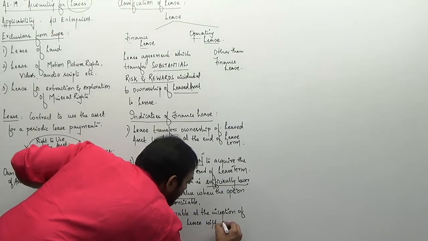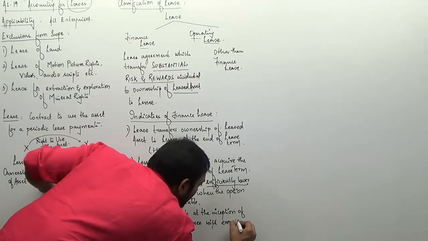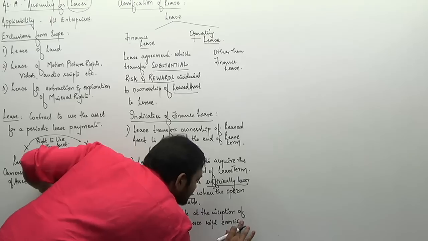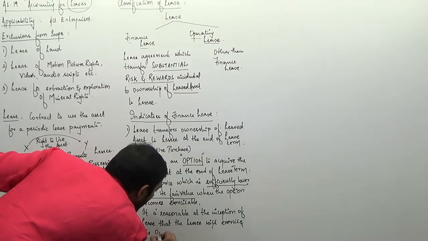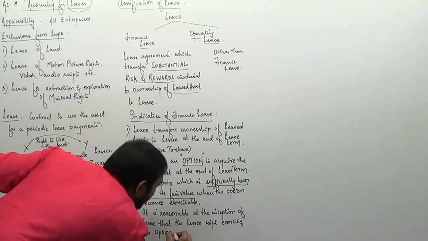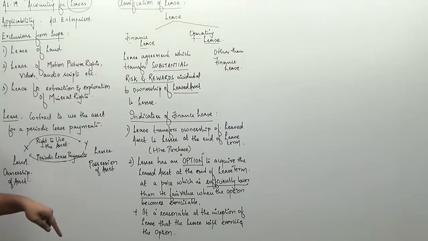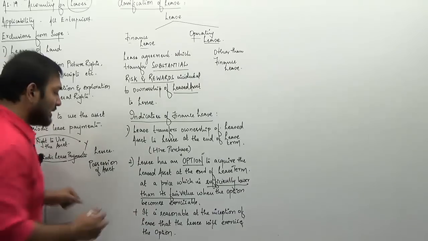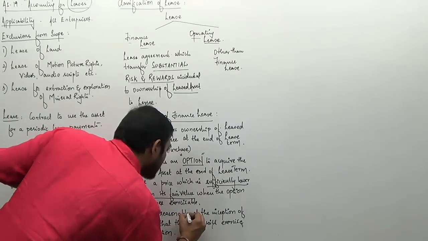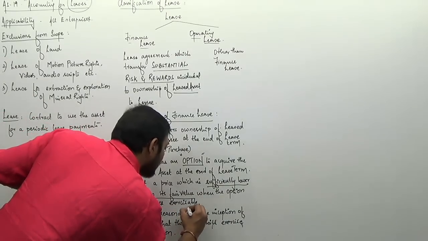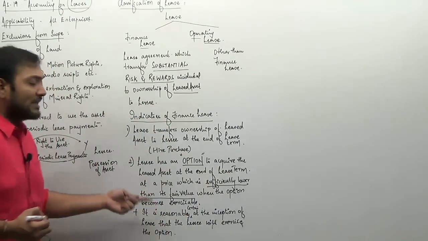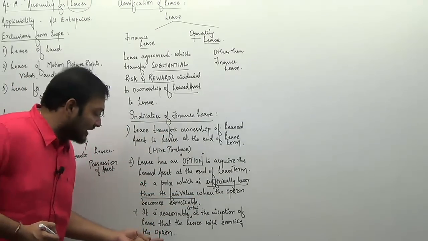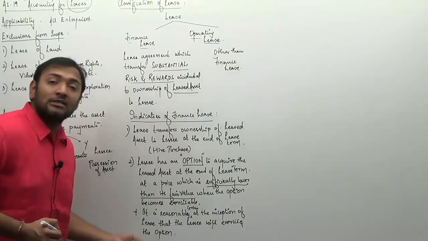That the lessee will exercise, when? At the inception of the lease itself. That means at the beginning of the lease itself, it is reasonably certain. Let's use the words reasonably certain. It is reasonably certain at the inception of the lease that the lessee will exercise the option.